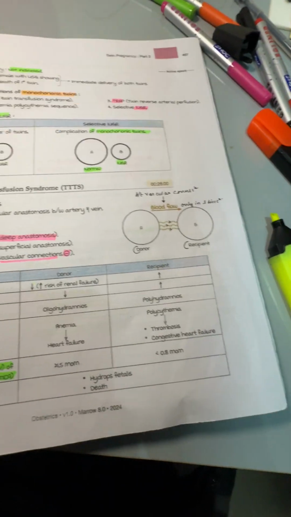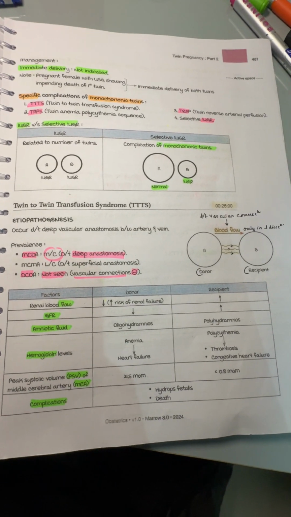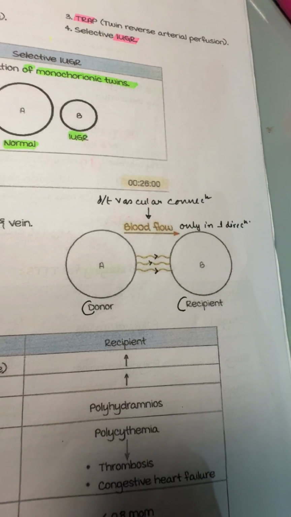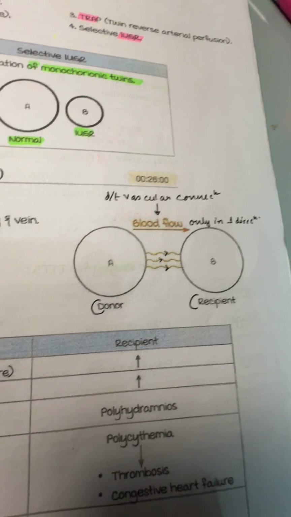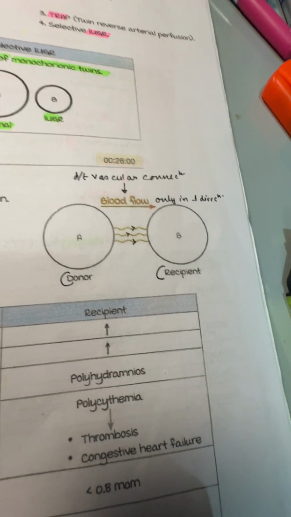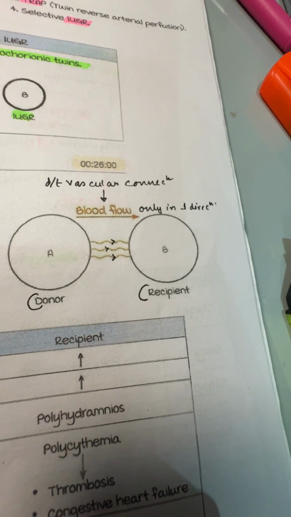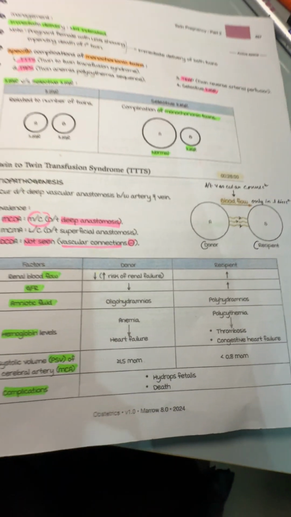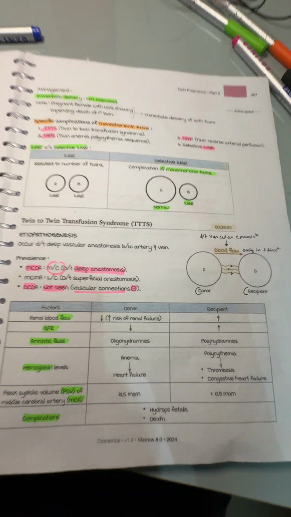I'll just hold it like this, and you can study the complications by yourself. Next, moving on, you can see here twin to twin transfusion syndrome. Basically, the blood flows from the donor to the recipient. We have to remember the renal outcome in both of the babies, the cardiac outcome in both of the babies, the amniotic fluid level in both of the babies, and the complications in both of the babies. Everything is reflected in this table quite clearly.